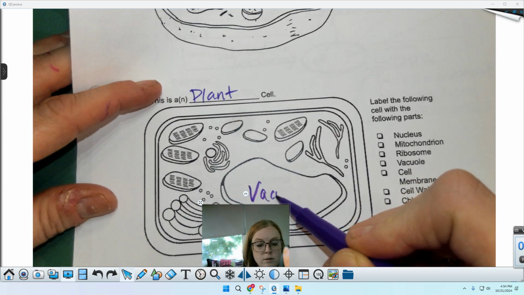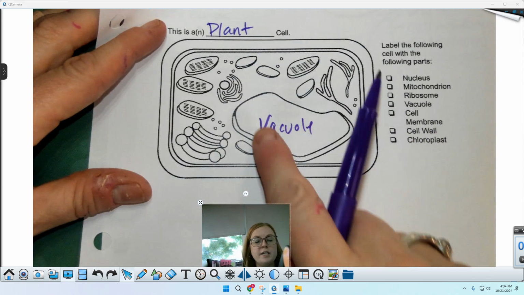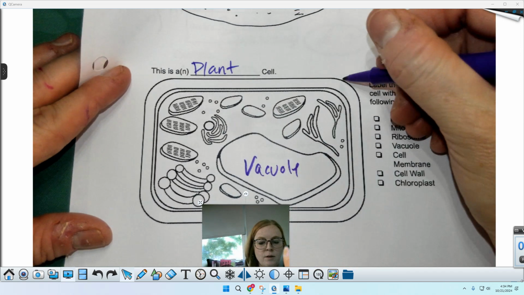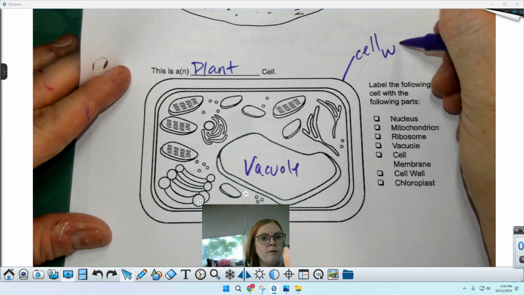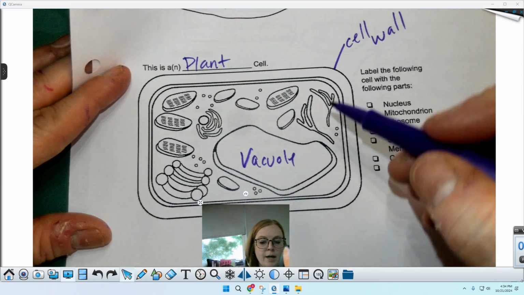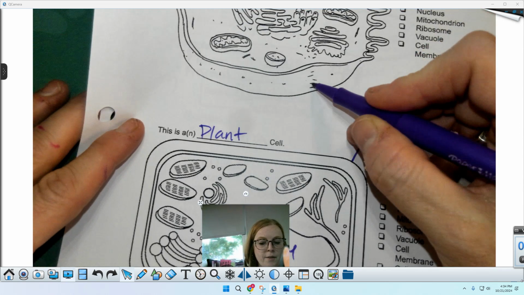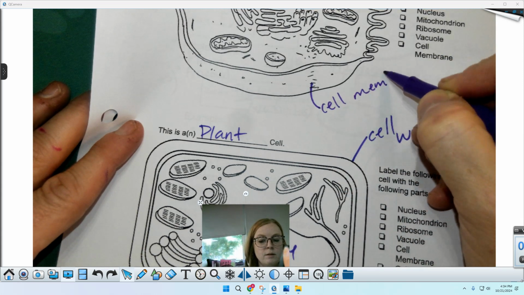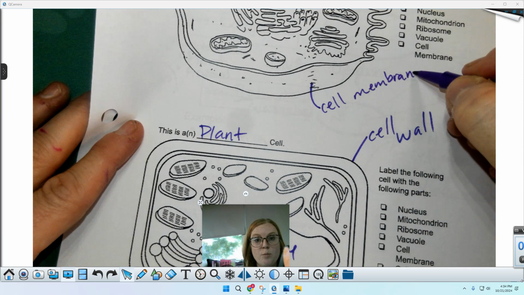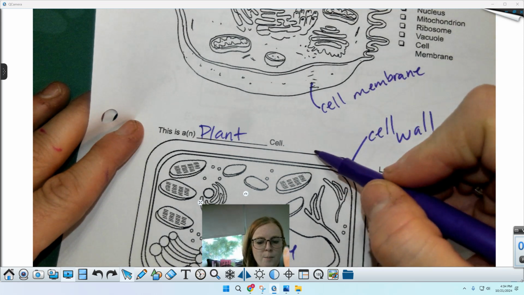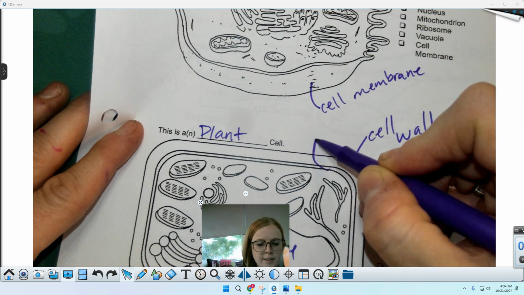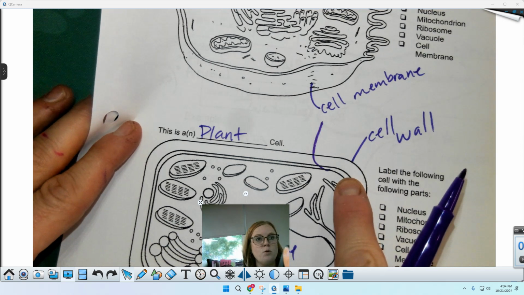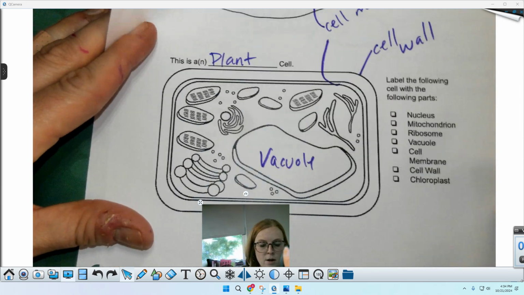The vacuole in the plant cell is large. It takes up most of the space. Don't forget we have the cell wall on the outside in the plant cell, while in the animal cell on the outside is the cell membrane. Plant cells do have a cell membrane, because all cells do, but that cell membrane is just inside of that cell wall.